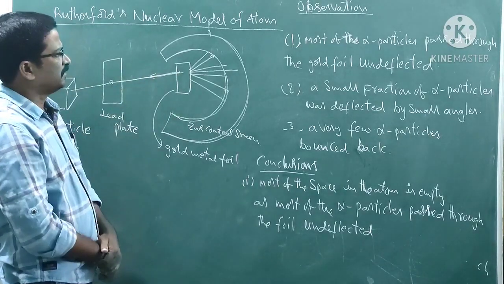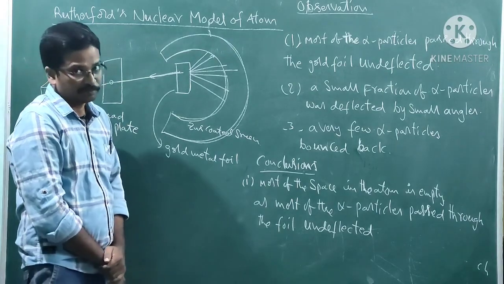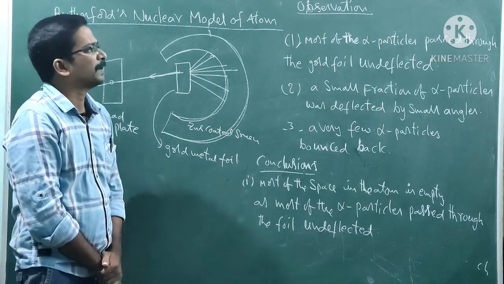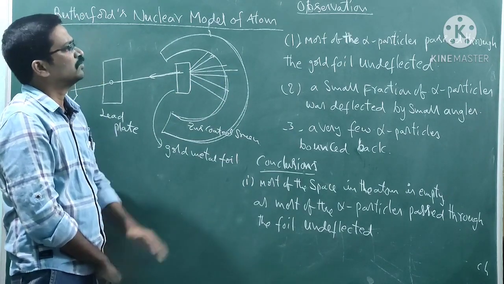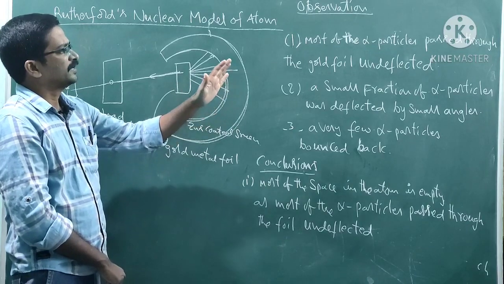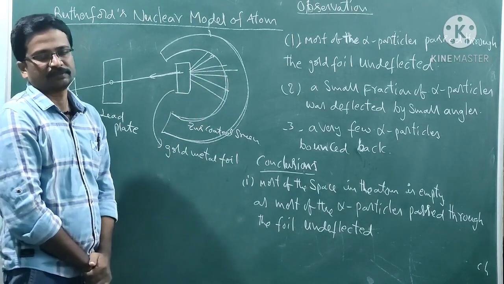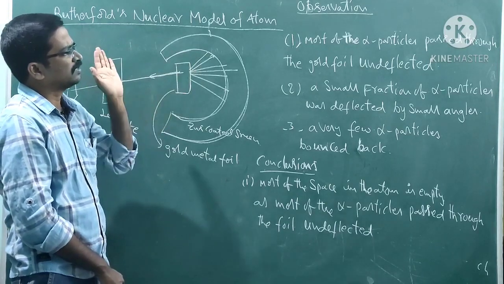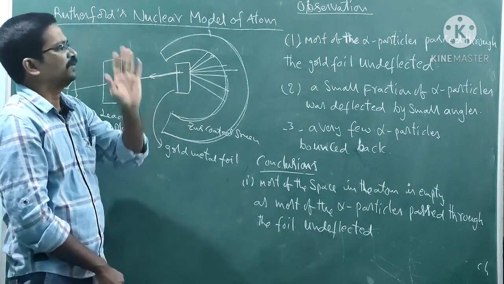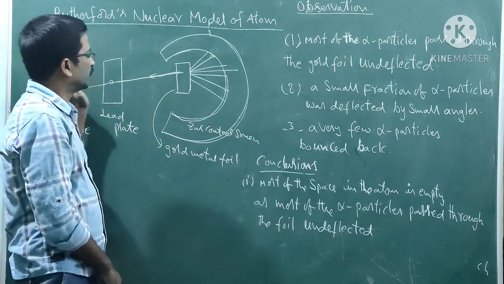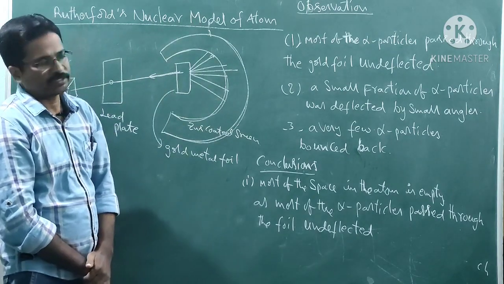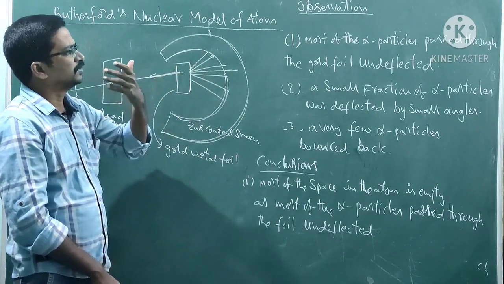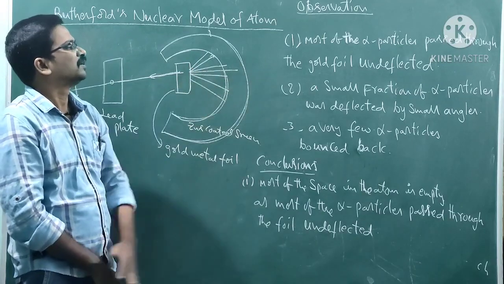From this experiment, what he observed is, observation 1: most of the alpha particles passed through the gold foil undeflected. They go straight away, without any deflection.